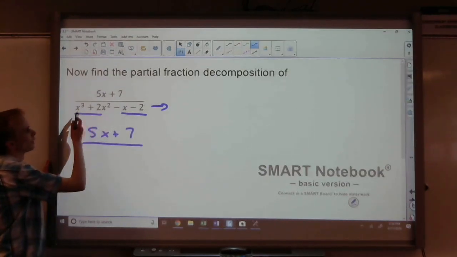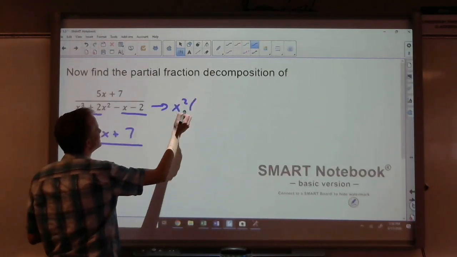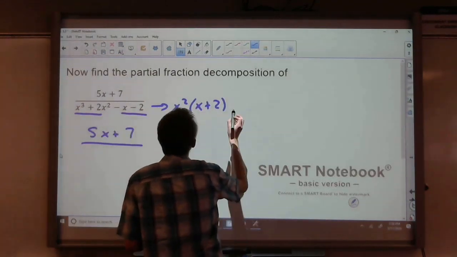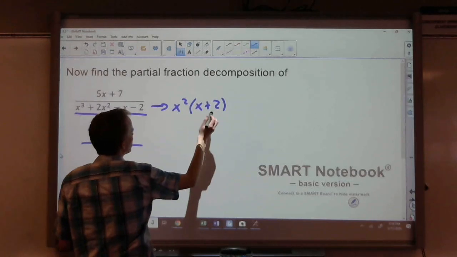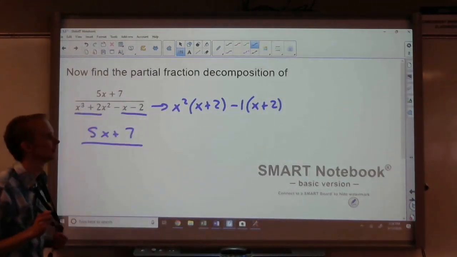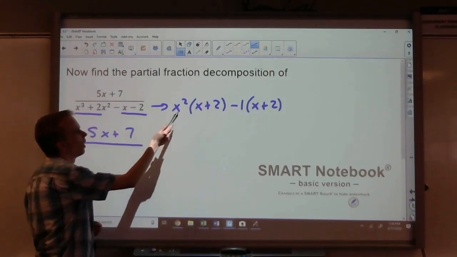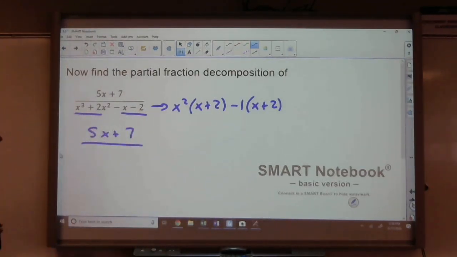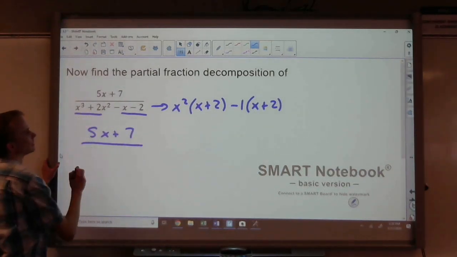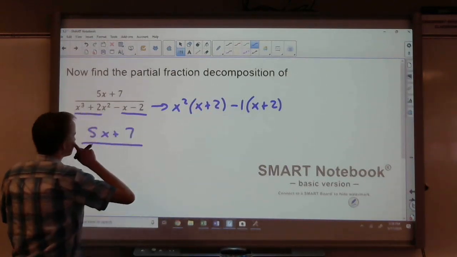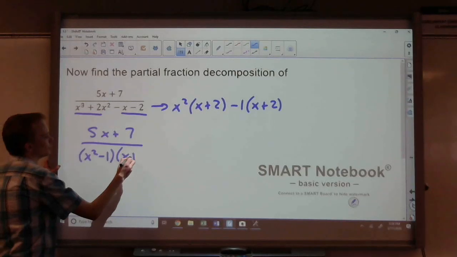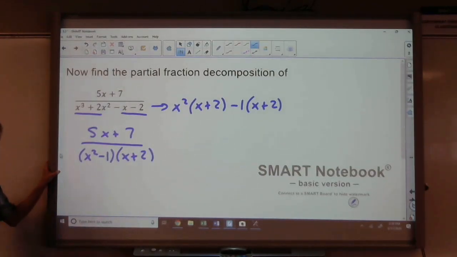Well, on these first 2 terms, I can take out an x squared. So I get x plus 2. And then on these second 2 terms, I can take out a negative. So we get x plus 2 on both of these things, right? Okay, so this would factor, by grouping now, as x squared minus 1 times x plus 2, okay?